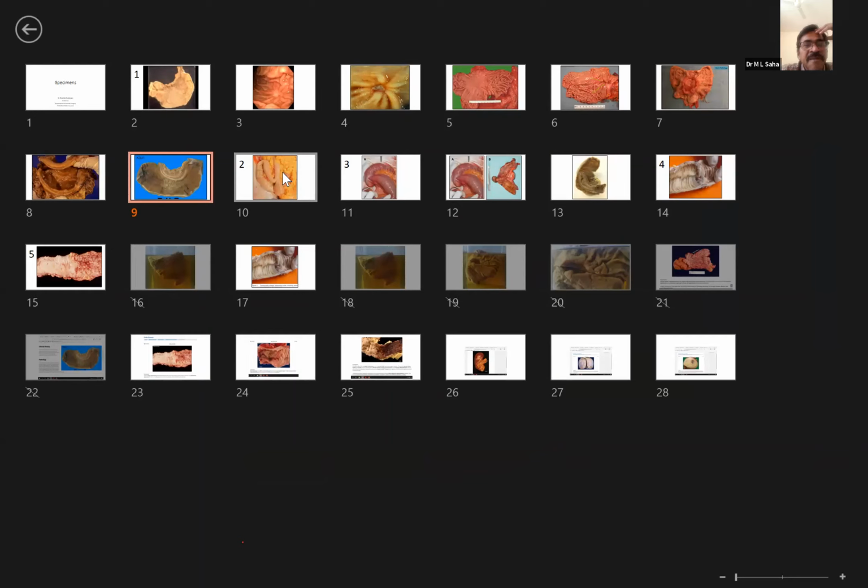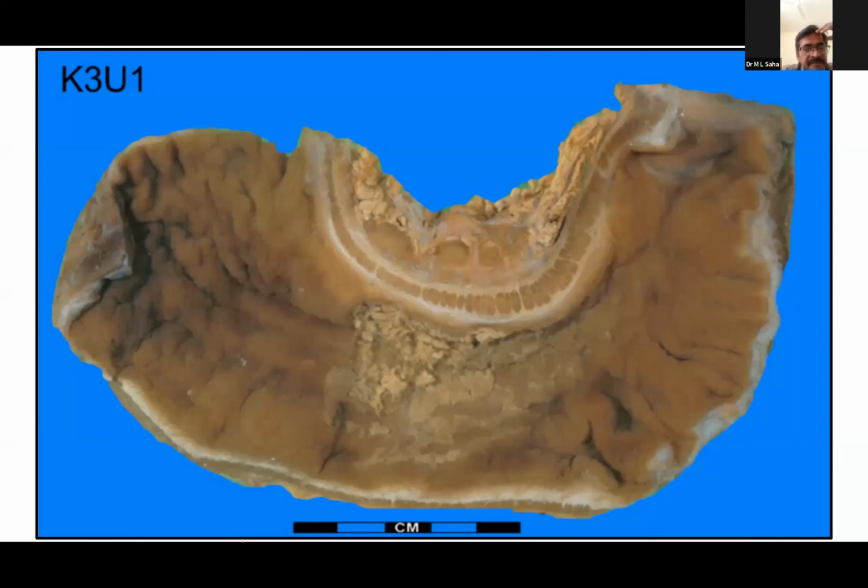One question. In a benign ulcer, if you make a section, what are the two important histological findings? What do you see under the microscope? One is what happens in the walls. There is a destruction of the mucosa and there is infiltration of chronic inflammatory cells. These are the two important findings in chronic gastric ulcer.